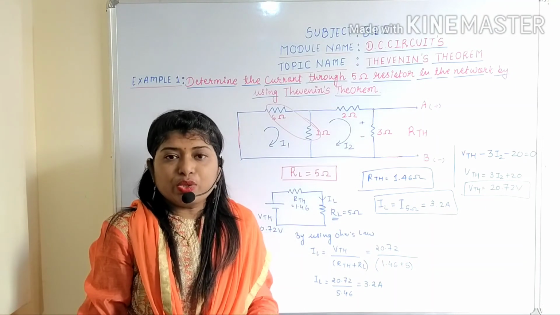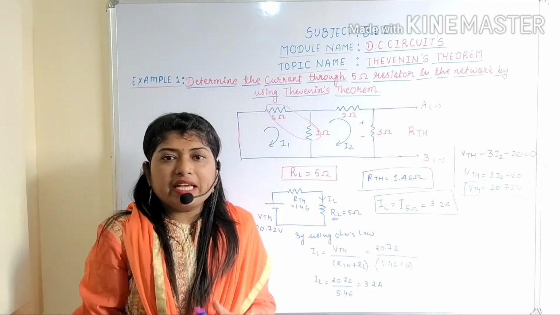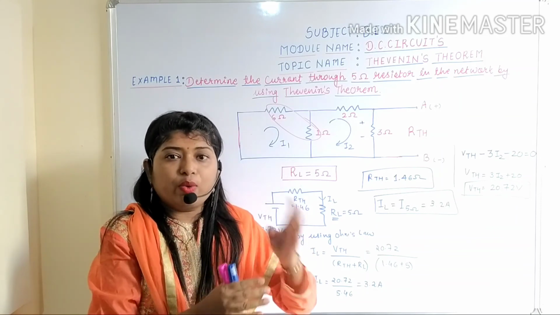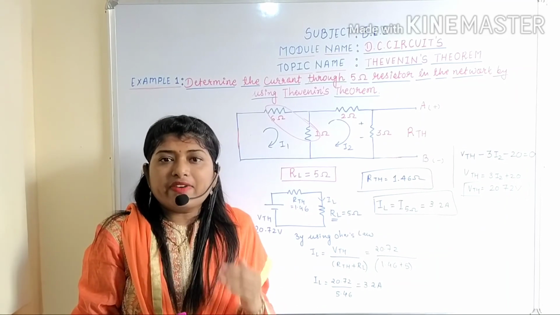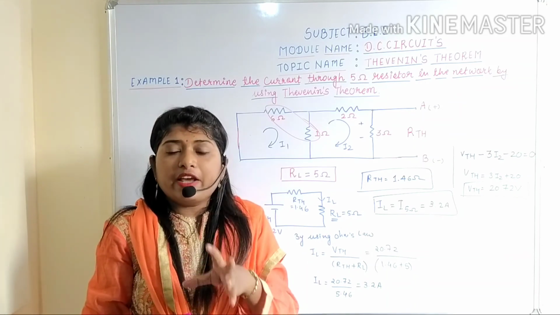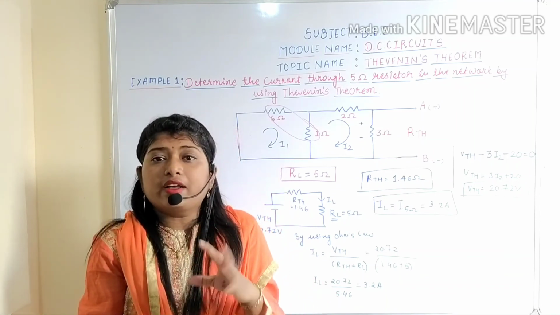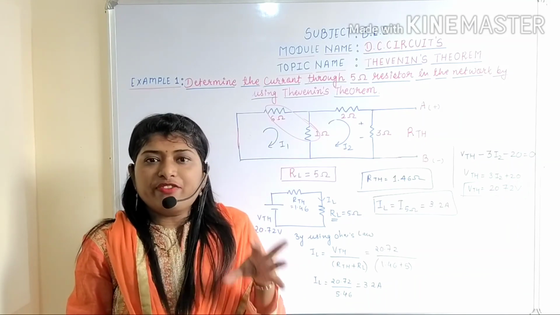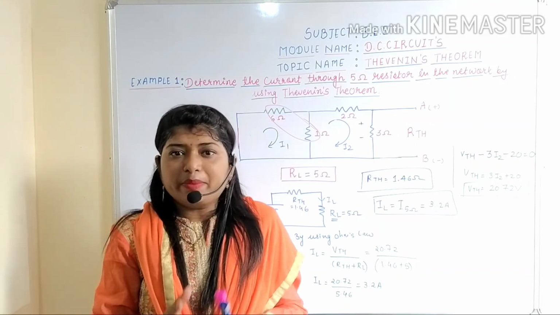I hope you have understood how to apply Thevenin's theorem in the circuit. Again I will repeat, to apply Thevenin's theorem you need to follow 5 important steps, and you have to calculate 4 important parameters. Which are they? The first one is Thevenin's equivalent voltage. The second important parameter is Thevenin's equivalent resistance. Third, you need to draw Thevenin's equivalent circuit with the help of the statement. And the last important parameter is what? Load current flowing through the load resistance. I hope you have understood how to apply Thevenin's theorem in the circuit.